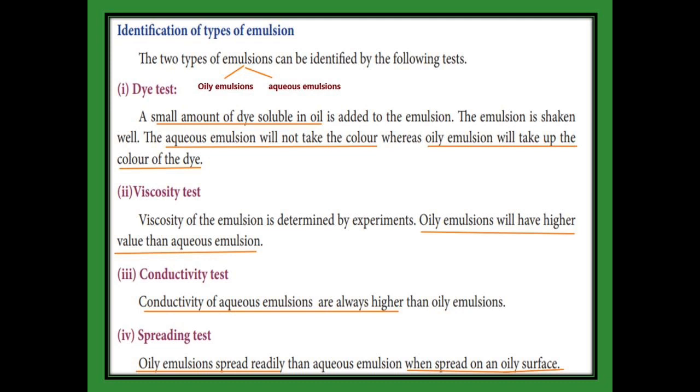When compared to oil and water, which one is more viscous? Oil is more viscous. So during the viscosity test, the oily emulsion will have the higher value and the aqueous emulsion will have the lower value. From that value we can conclude whether it is an oil emulsion or an aqueous emulsion.